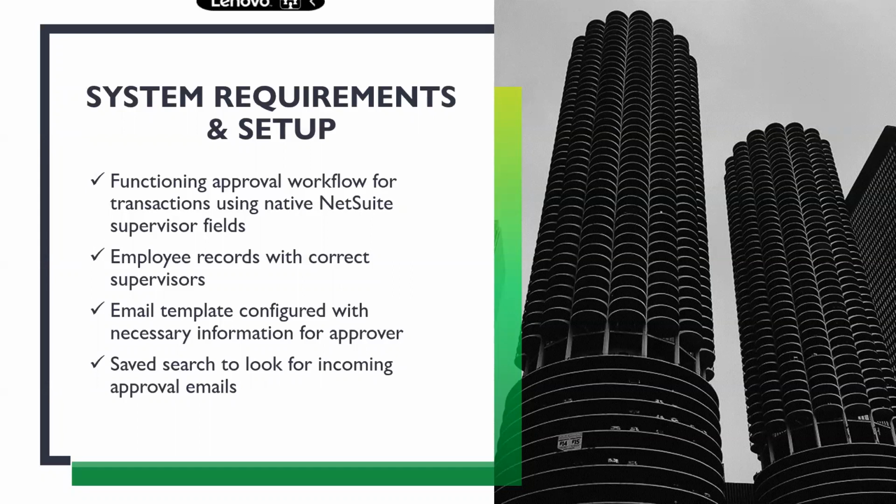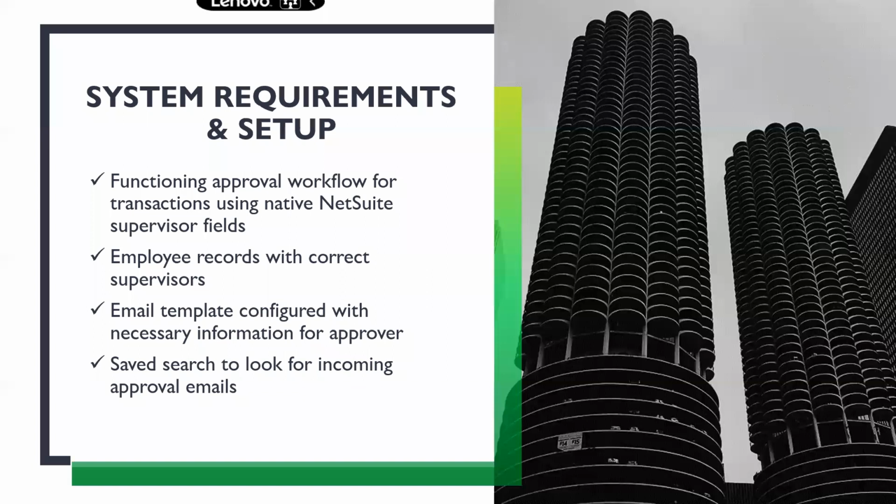You're also going to need to configure an email template with the necessary information for your approver. This is something your organization is going to need to determine based on what needs you have. For example, if I sent an email to Angie just saying there's a transaction, it's not going to do her a lot of good because she doesn't have access to NetSuite. So you need to determine what information needs to be included in the email that goes to the transaction approver. And then you are also going to need to set up a saved search to look for those incoming approval emails. I'll get into the detail of the saved search a little later.